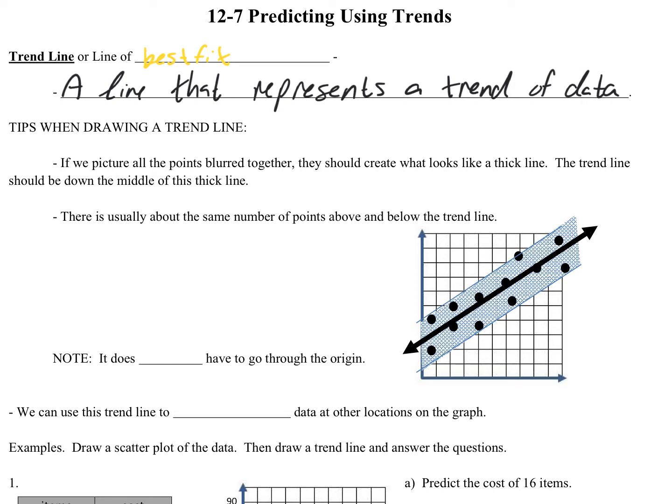So when we're creating a line of best fit, we want to think about if we took all of our points and smooshed them together, what would be the best approximation of all of those points? And we usually have about the same number of points above and below our line of best fit. Something to note is that our line of best fit does not have to go through the origin. So here's my origin, 0, 0, it does not have to go through the origin, just like most lines that we graph don't go through the origin.